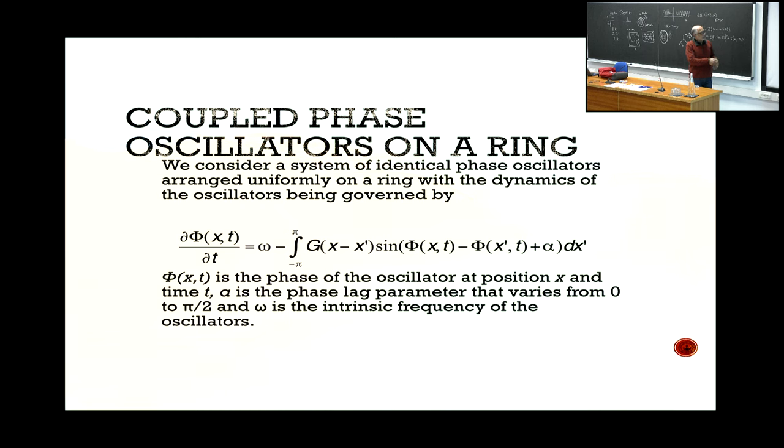You've got sine of phi x minus phi x prime. So it was like sine of phi i minus phi j. But now I have a kernel g of x x prime, which typically I will be considering as decreasing with x minus x prime. Right? So the further away they are, the lower is the intensity. But I don't have to. I can consider anything I like. Right? And there is also an important parameter called alpha over here.